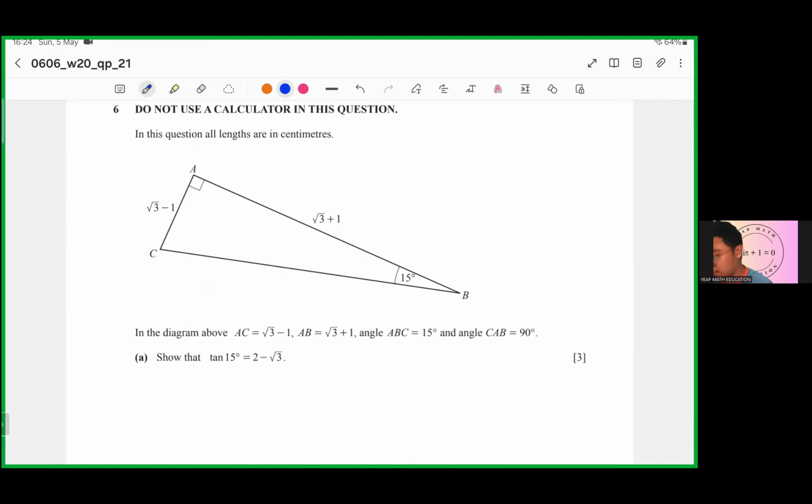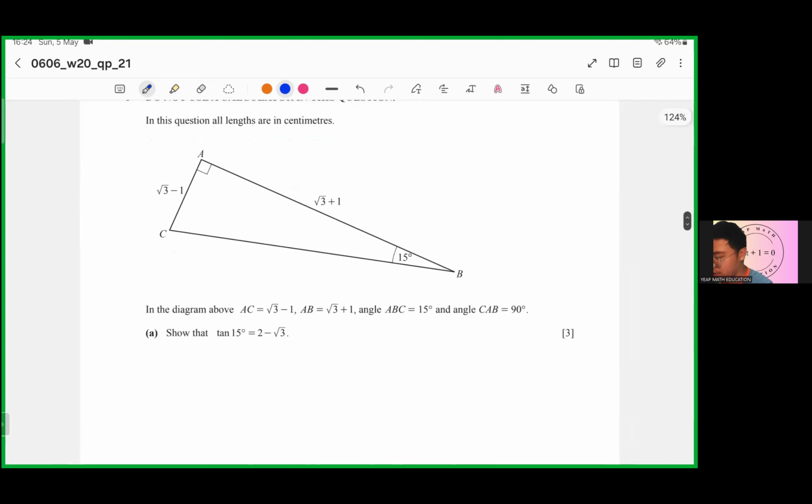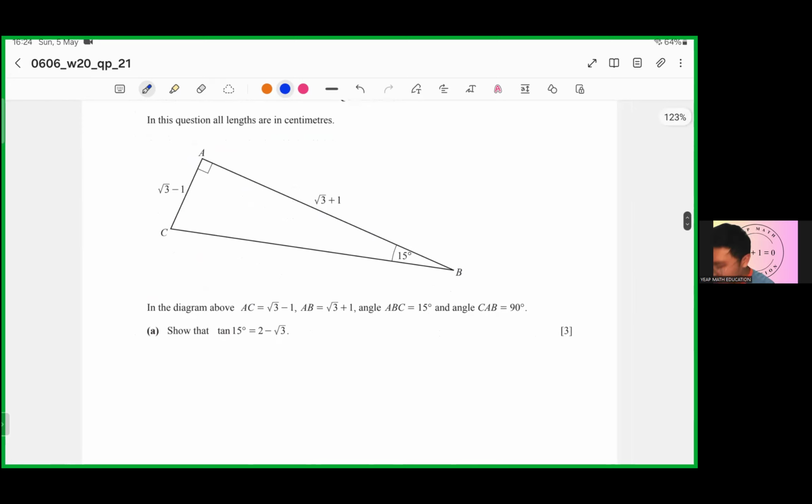Okay, and then show that tan 15 degrees equals 2 minus root 3. Okay, now we look at tan 15. What is the opposite? The opposite is root 3 minus 1 over, and this is the adjacent, root 3 plus 1.